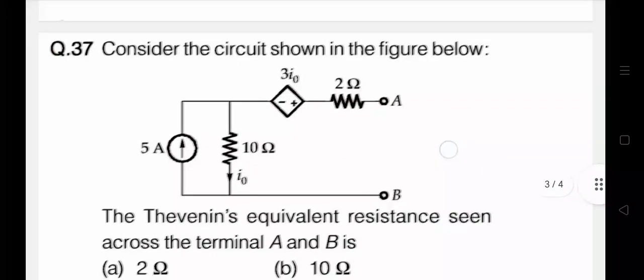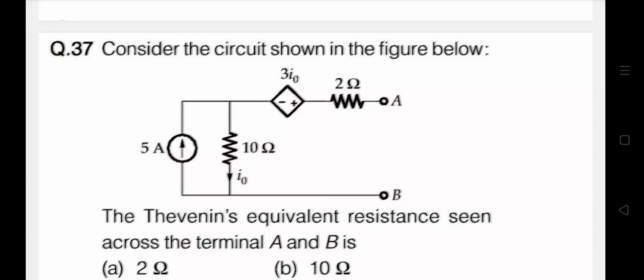A circuit is given. We have to find the Thevenin's equivalent resistance across terminals A and B. A similar question we have already done in problem number 34. I will give the links for problem number 10 and 34 in the description. You can see those videos also.